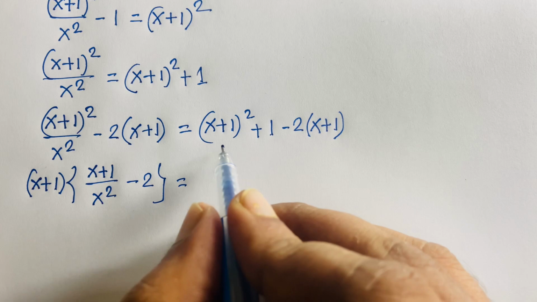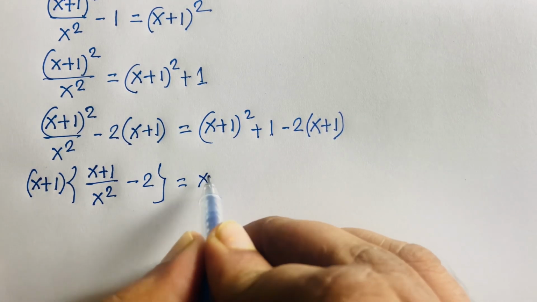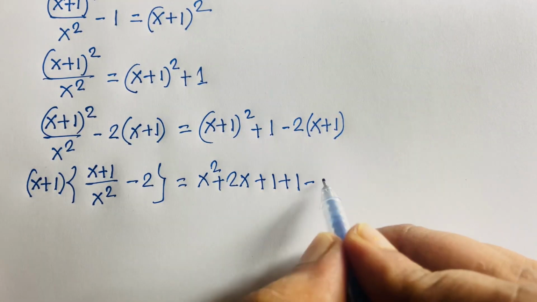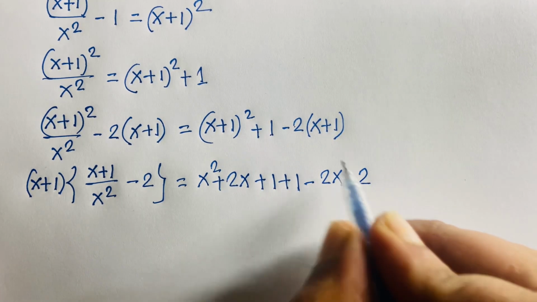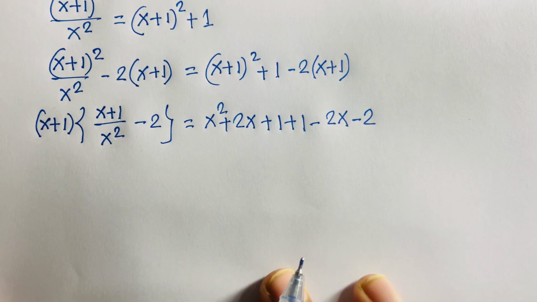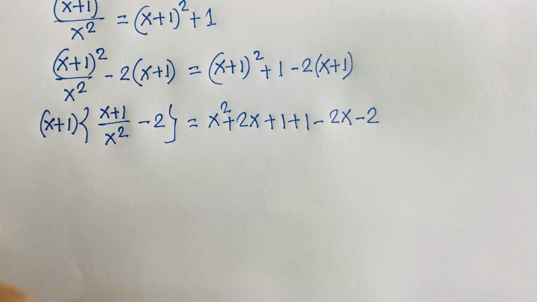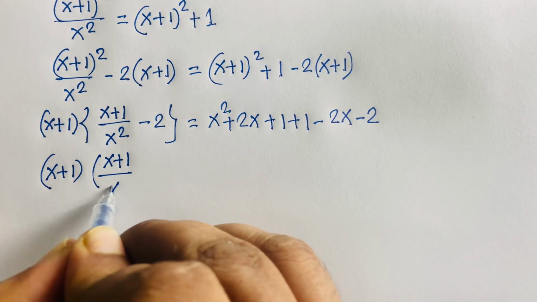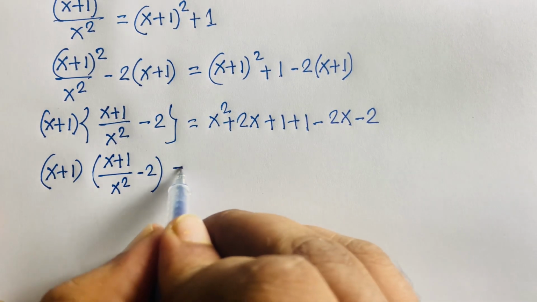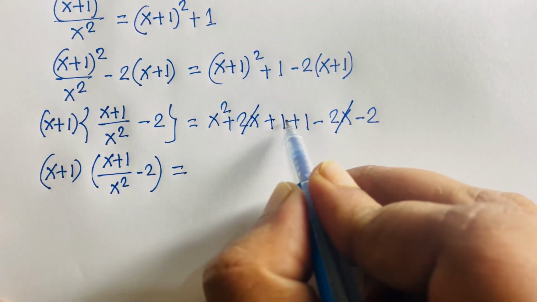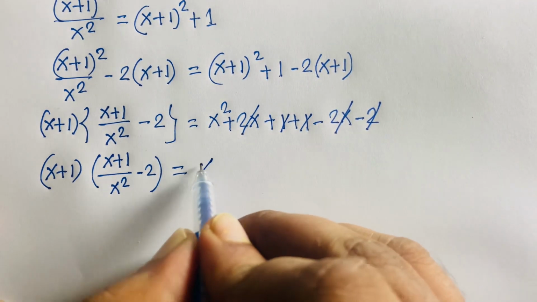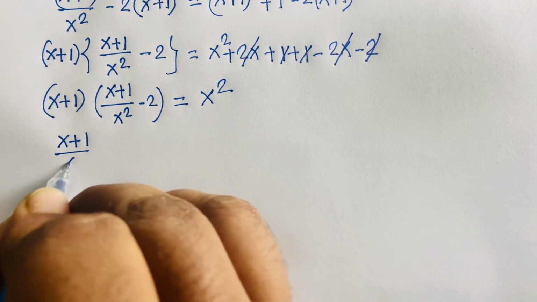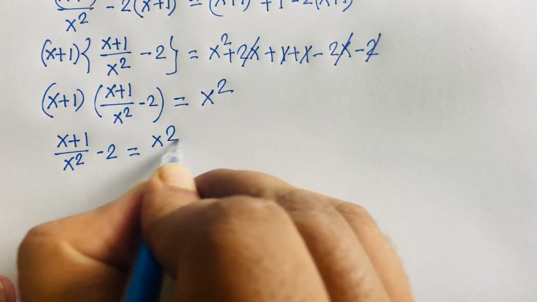Then in this case, look, I can see easily here is (a plus b) whole square, so it will be a square plus 2ab plus b square, with b is 1, and this 1 minus 2 times x, it will be twice x, and 2 times 1 it will be 2, and plus minus it will be minus. Then this equation becomes, look, (x plus 1) times (x plus 1 over x square minus 2), and in this case I can see easily here is twice x cancel, 1 plus 1 it will be 2 cancel, so we'll find out here is x square. Then this equation becomes, look, (x plus 1) over x square minus 2 is equal to this x square and this x plus 1.